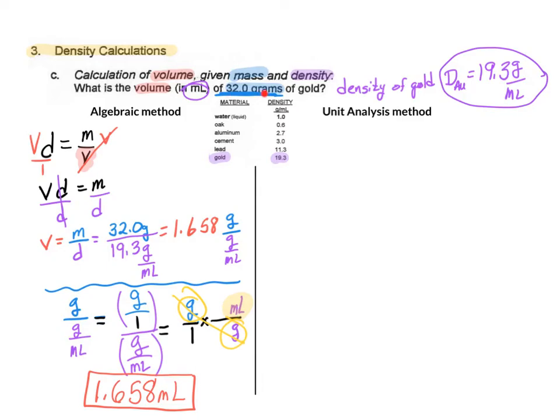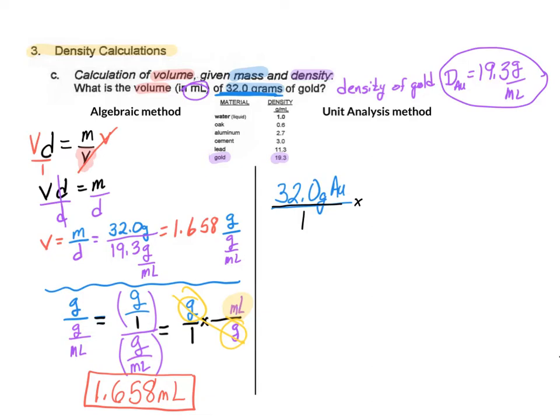When we're doing unit analysis, again, you have a choice of where to start. Always start with the one that is not a ratio. Notice the 19.3 grams per milliliter is a ratio of grams to milliliters. So the best place to start this problem is with our 32 grams of gold. If you start with your 32 grams of gold, then you're going to put grams on the bottom in the next part of the question.